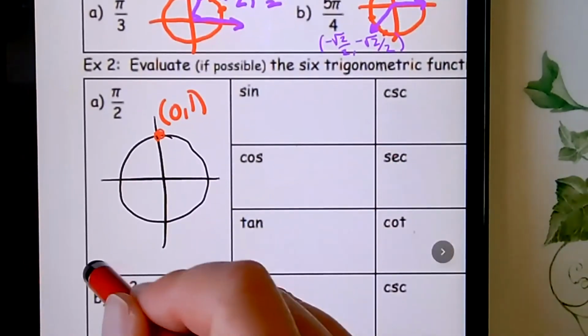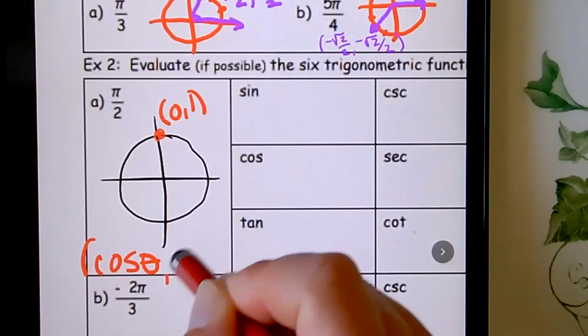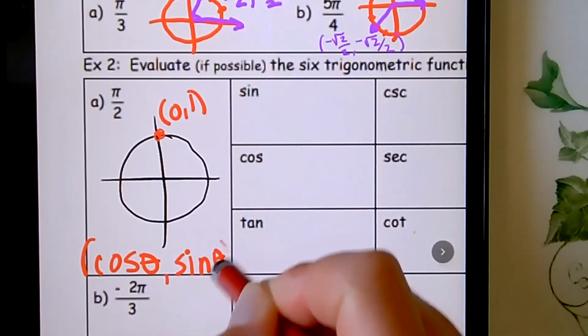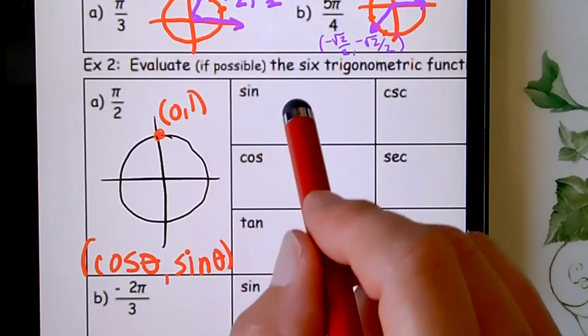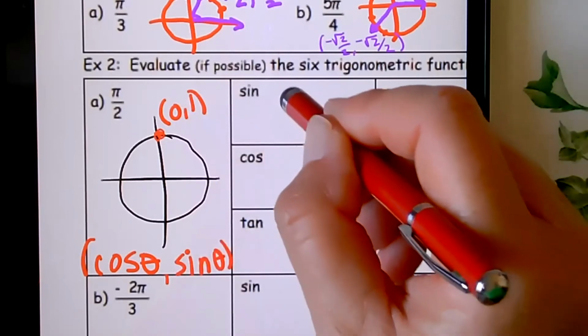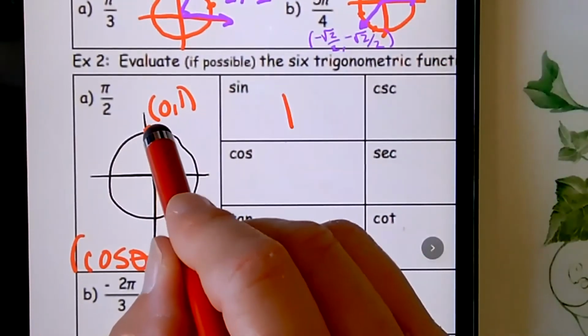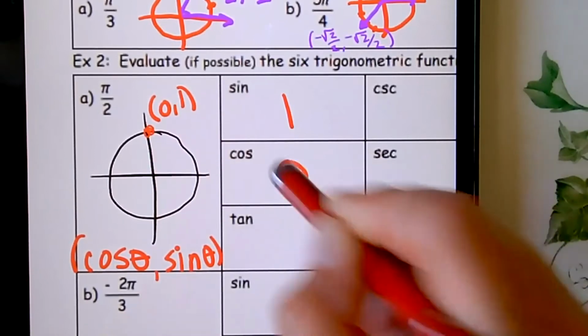And a little reminder, it's always cosine of your angle, comma sine of your angle. Okay, x, y. So here when they want sine, sine is going to be the y coordinate, which is 1. Cosine is going to be the x coordinate, which is 0.